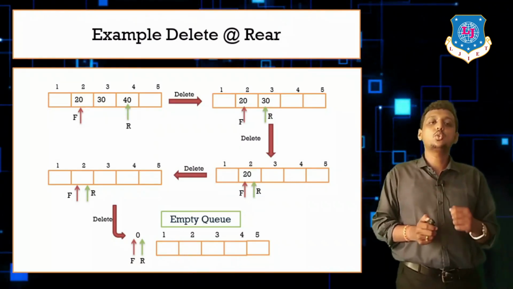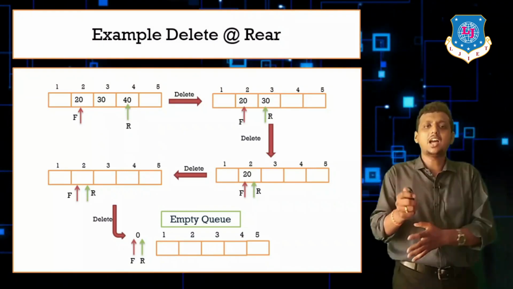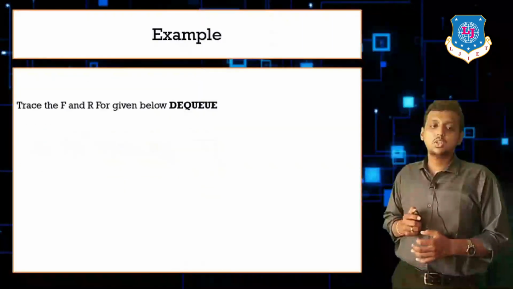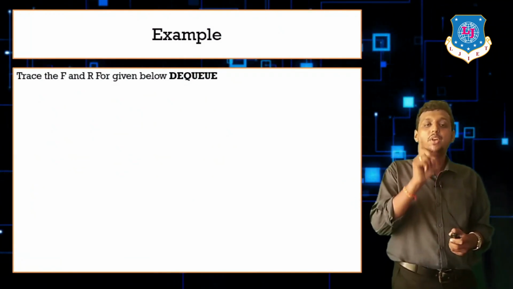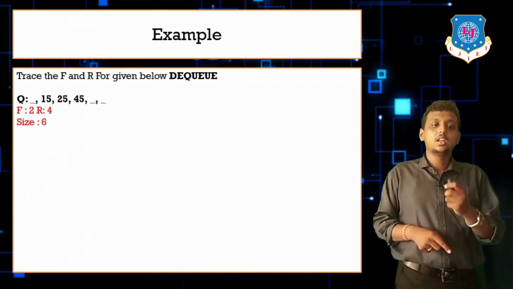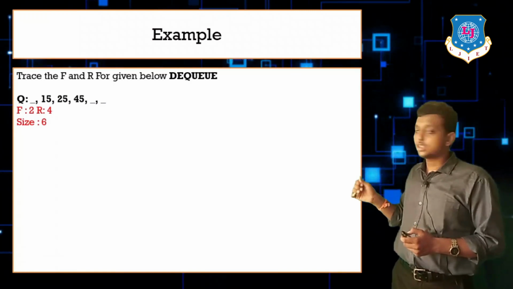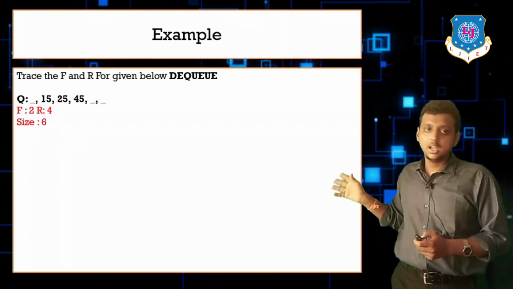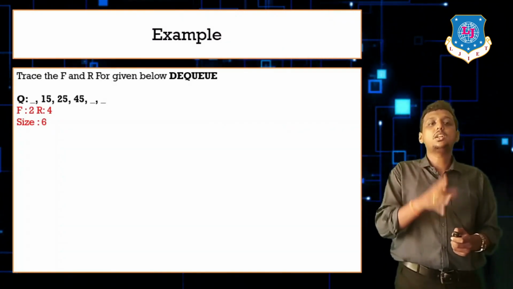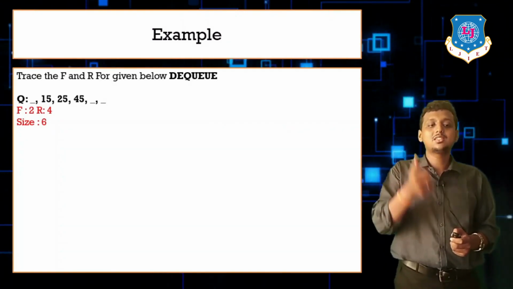Now, let me show you the example of how they ask it in the exam. So this is the example, students. You just need to write down the position of front and rear, but make sure where to insert and where to delete. Okay. So this is my Q. Very first, in the Q I have blank, 15, 25, 45 and blank. My front pointer is at 2 and the rear is at 4. My Q size is 6.